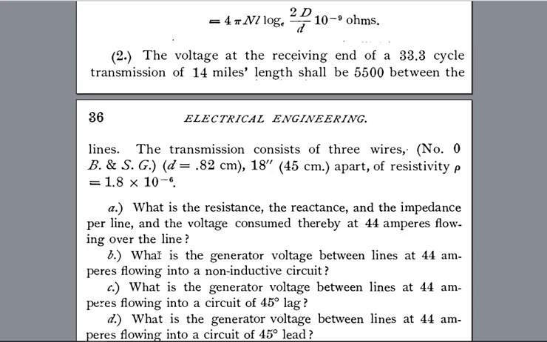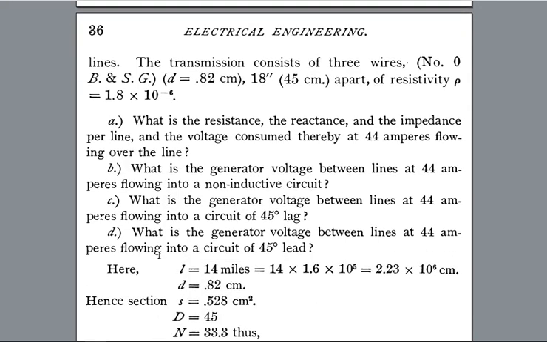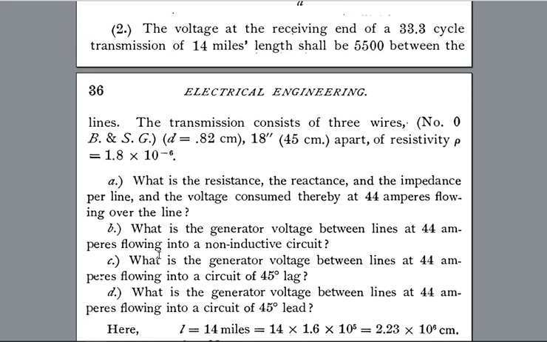Resistivity rho equals 1.8 times 10 to the minus 6. A. What is the resistance, the reactance, and the impedance per line, and the voltage consumed thereby at 44 amperes flowing over the line? B. What is the generator voltage between lines at 44 amperes flowing into a non-inductive circuit?